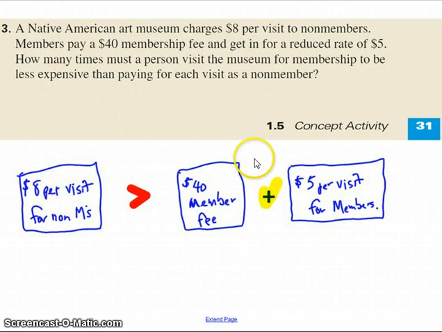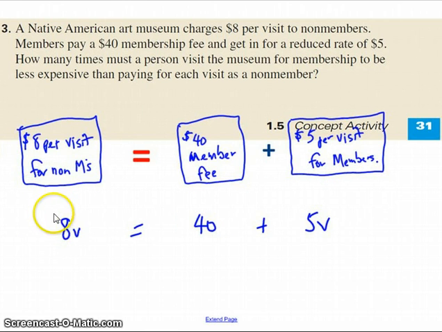When is this equal to that? Because one more visit will make this a better deal. Well, so let's make that equals. It becomes a whole lot easier to solve if we set this up as an equation. Now my left side is 8 times visit, $8 per visit.